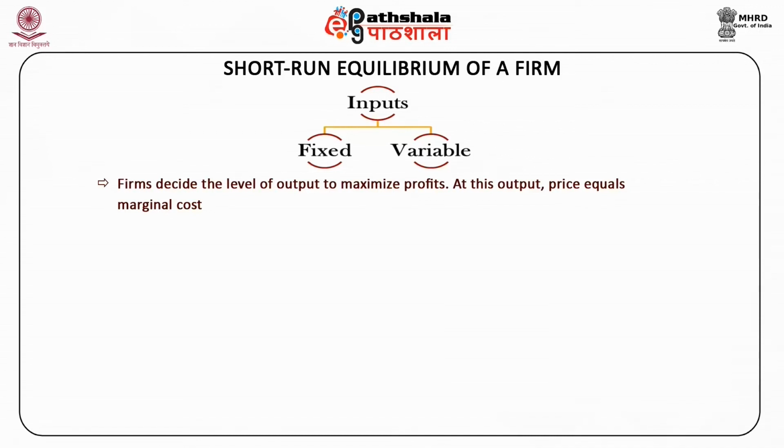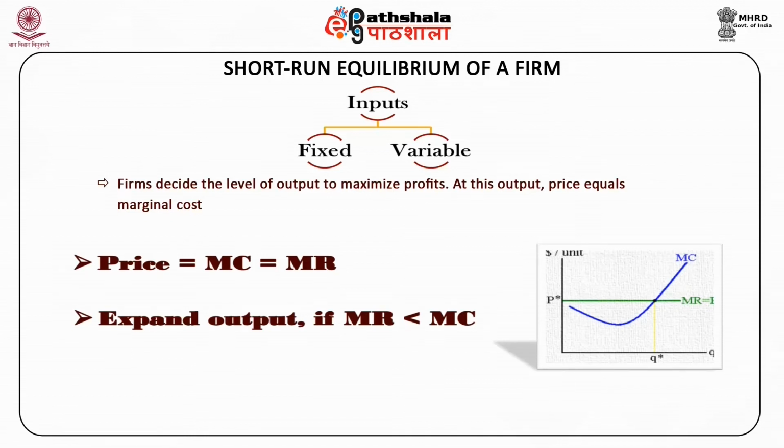At this level of output, the marginal revenue of the firm equals its short-run marginal cost. The firms continue to expand their output as long as the marginal revenue exceeds the marginal cost, because by doing so they can add more to their total revenue than to their total cost. Similarly, the firm continues reducing its output as long as the marginal cost exceeds the marginal revenue, because then the firm will reduce its total cost more than its total revenue.